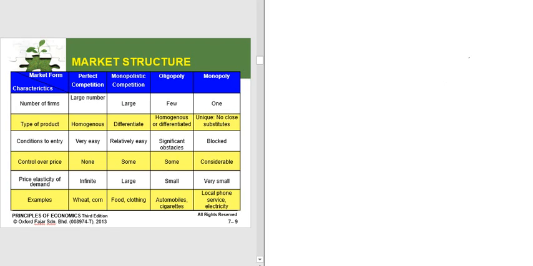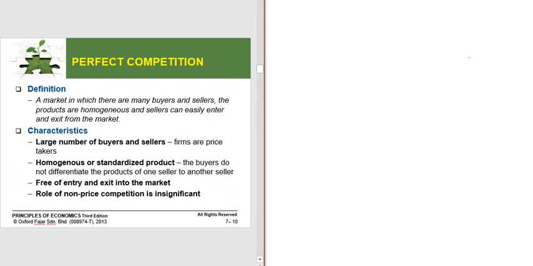Alright, so I'm going to skip this slide, because this is going to be covered at the end of chapter 8 actually. So I'm going to skip this one. We are going to look at this overall summary of market structures at the end of topic 8. So I'm going to proceed with the first market structure, which is perfect competition.